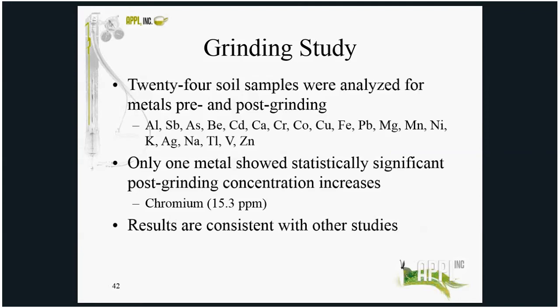A grinding study was conducted by EPA Region 3. They did 24 soils, and those soils were sieved, incremental sampled, tested, then ground, incremental sampled, and tested. The pre and post grind results for those metals were virtually identical. The only metal that showed a statistically significant post-grind concentration was chromium. That's not surprising at all, because as we said, that contribution is from the bowl.